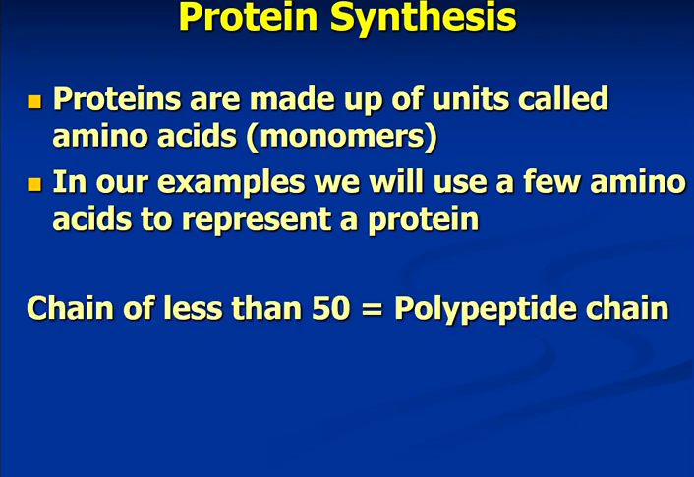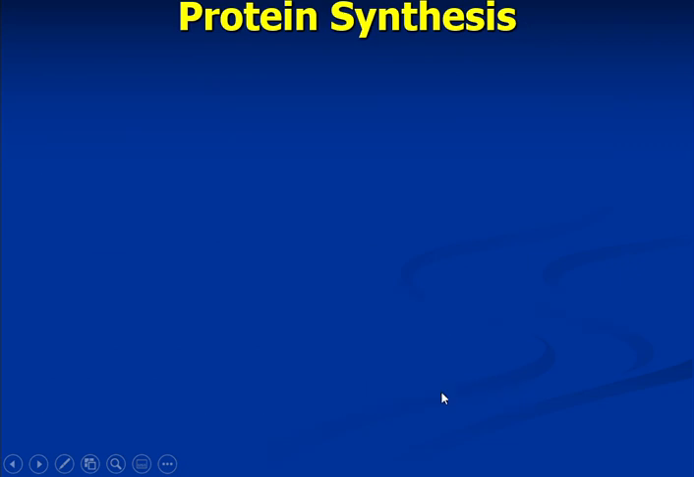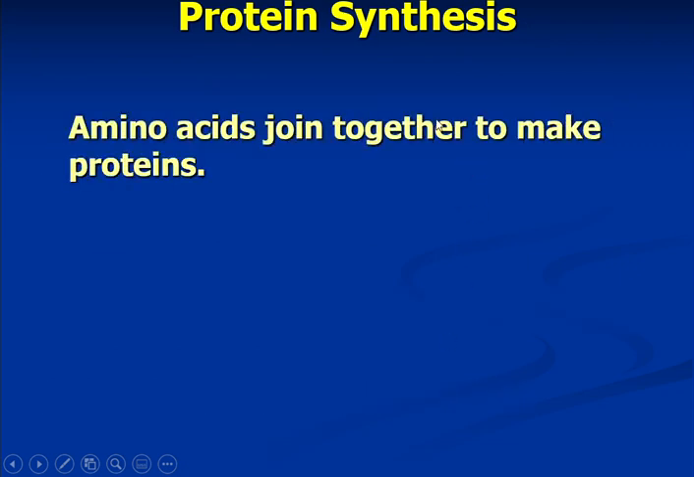But as a rule of thumb, if you have a chain of less than 50 amino acids, you will be looking at a polypeptide chain. And a chain of more than 50 amino acids will be a protein. So make sure that you know the difference between those two. As I said, amino acids join together to make proteins because they are the monomers.